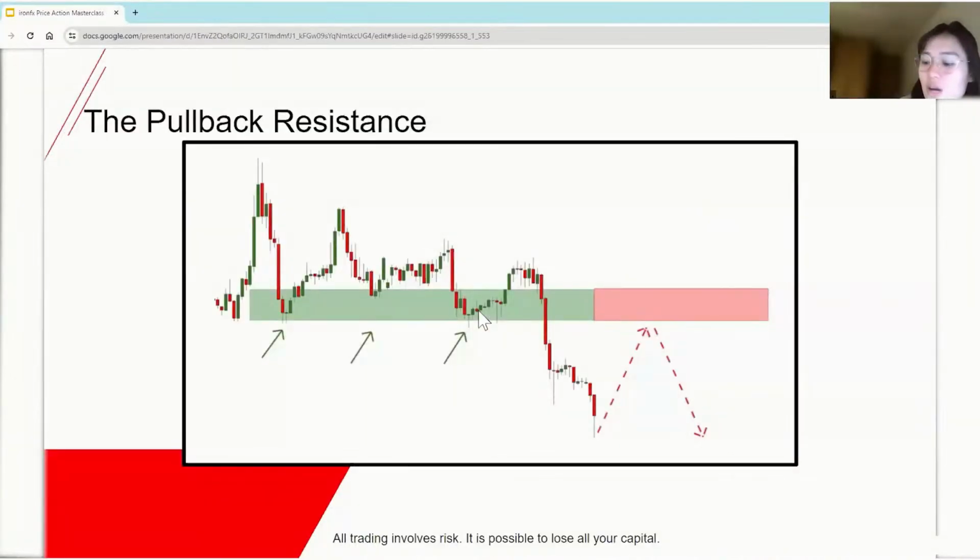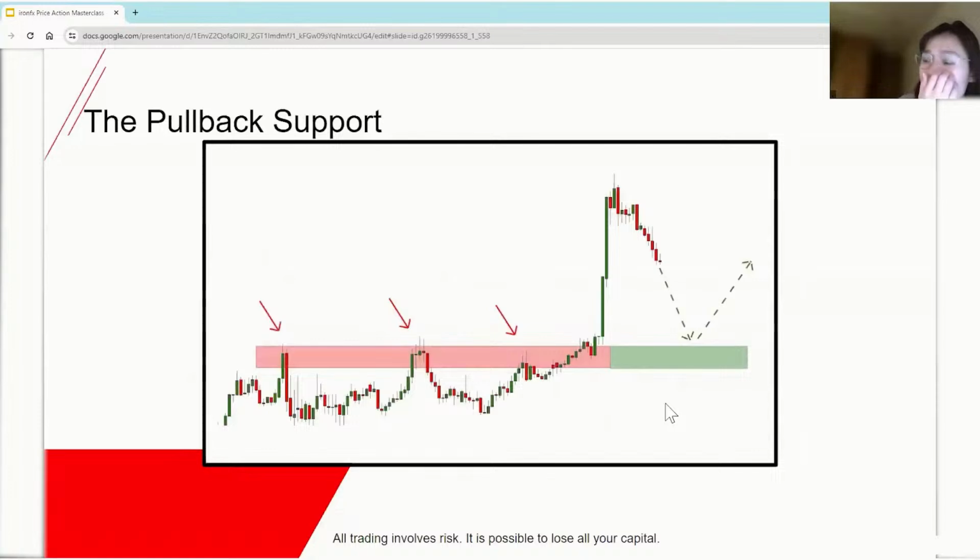Okay, so now let's look at the pullback resistance. We have some swing lows here. We have three swing lows here, and price is breaking below the swing lows, and we're expecting it to hit towards that same level and reverse off of it. That's exactly what a pullback resistance is.